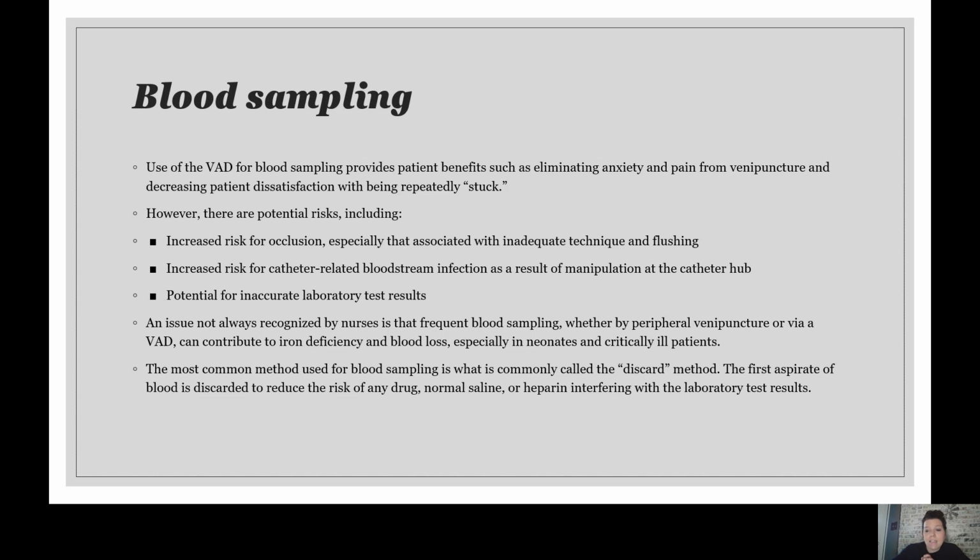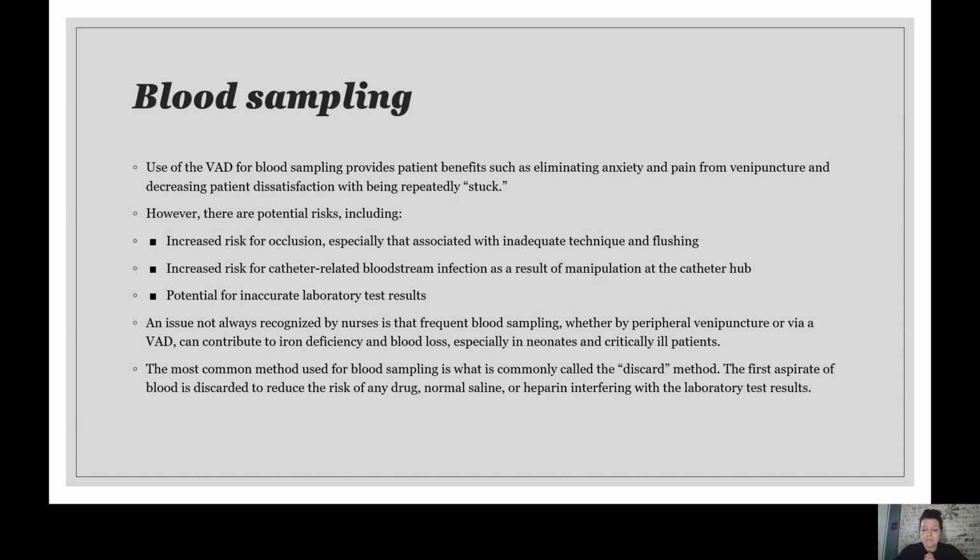So you need to know your policy. Can we draw blood from the PICC, or do they need to be stuck peripherally? Lab personnel are not allowed to draw from the PICC line, so you would be required to do that if your facility protocol does allow. The most common method used for blood sampling is what is commonly called the discard method. The first aspirate of blood is discarded to reduce the risk of any drug, normal saline, or heparin interfering with the laboratory test results.